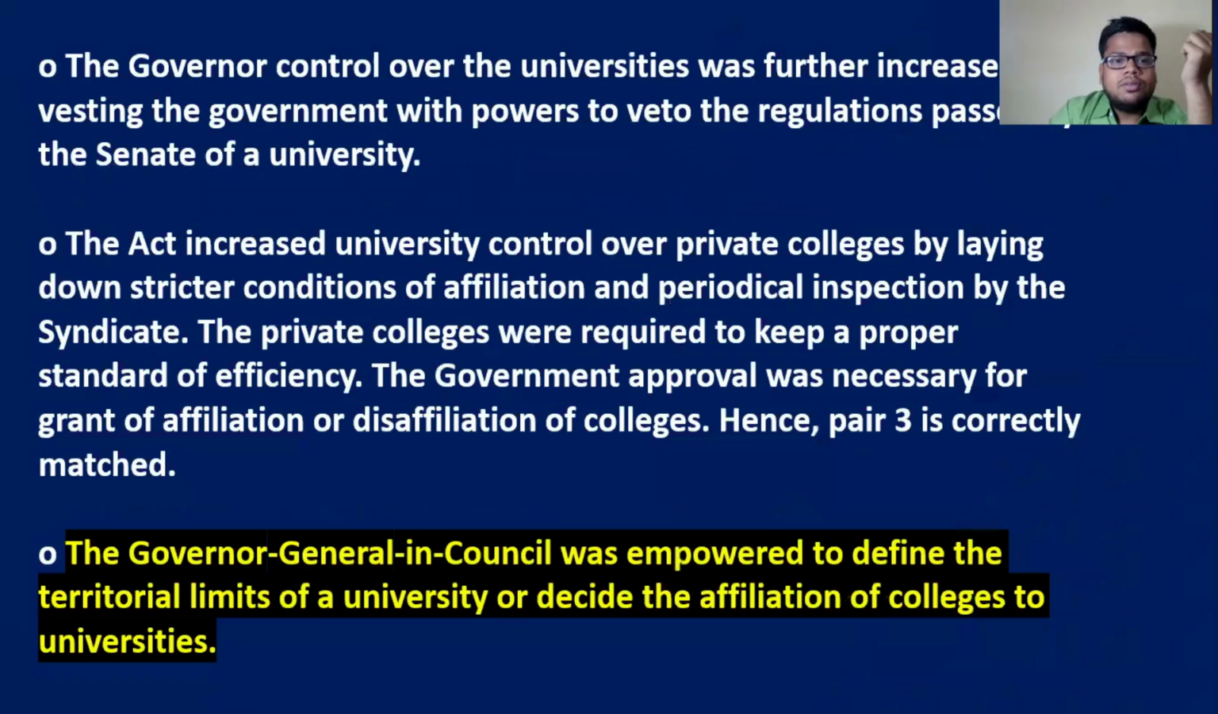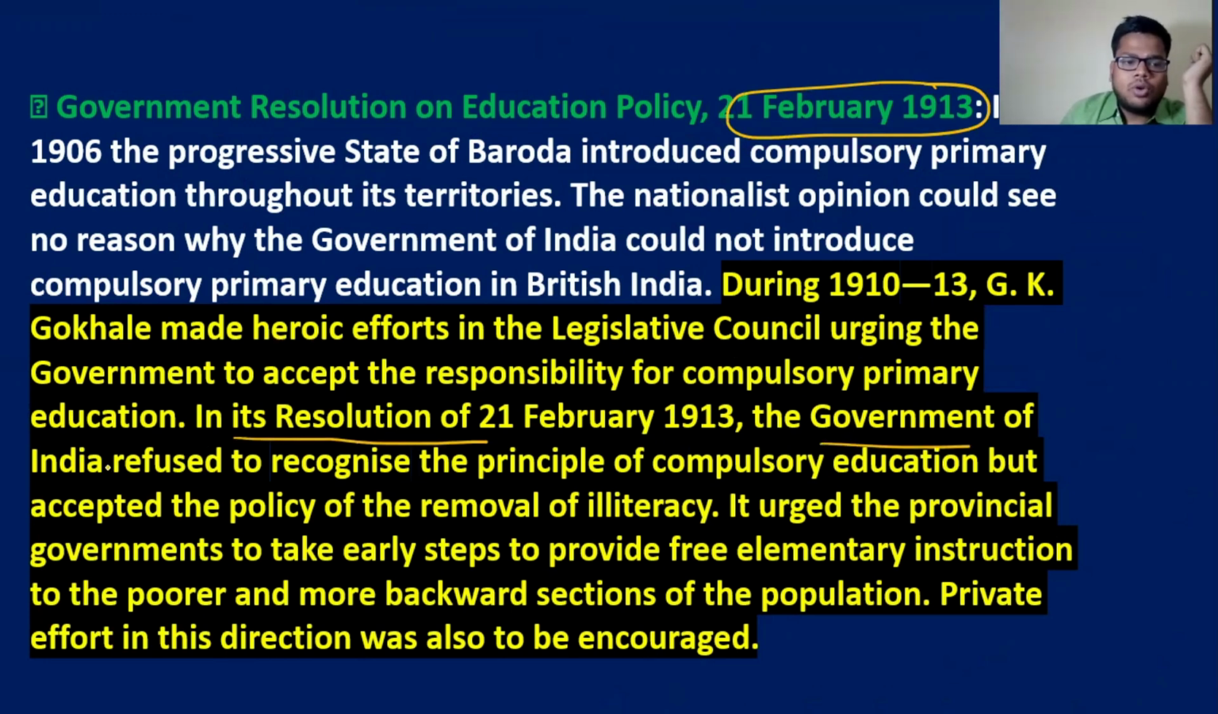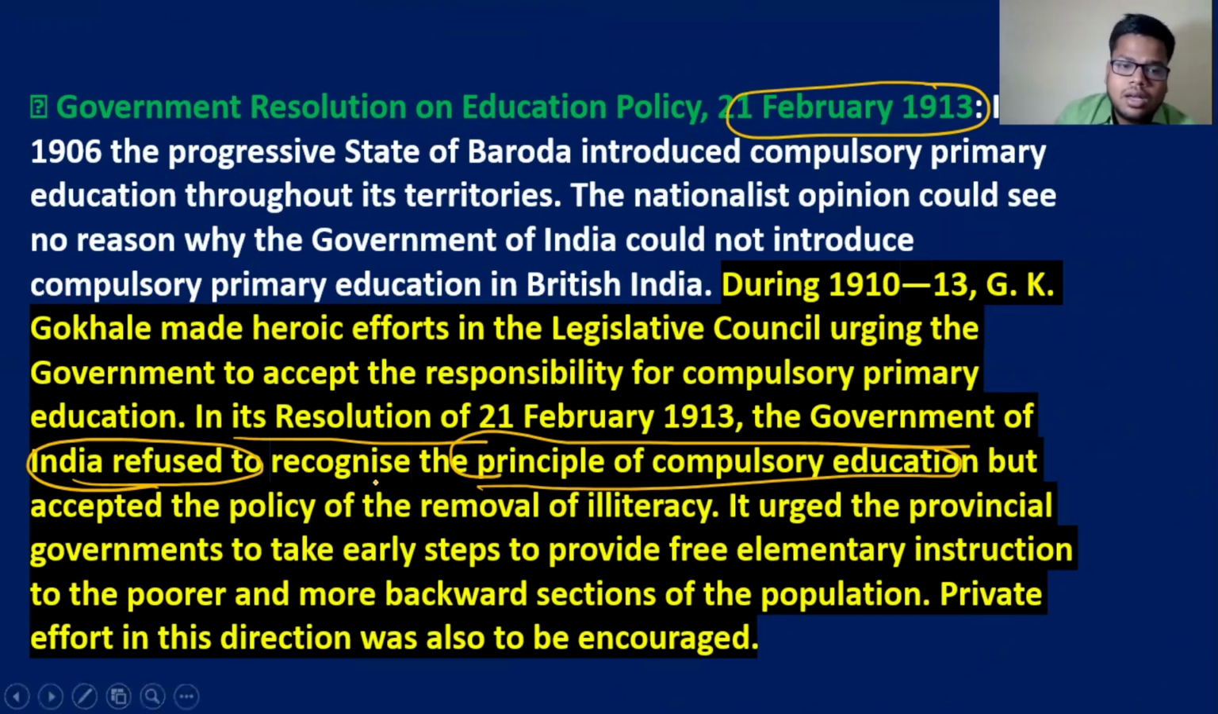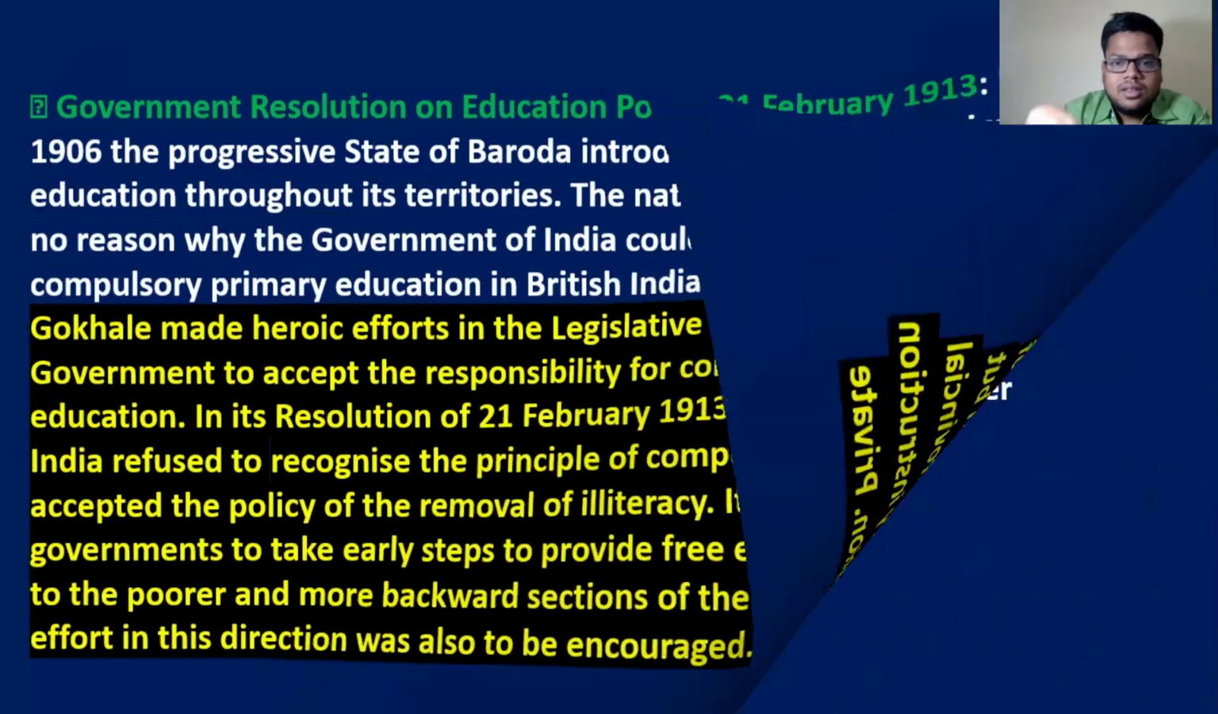Then you have the provisions of Curzon, we know the story of the Universities Act and the increased control, with Bengal being the epicenter of the revolution or the protest, and secondly, the reactionary policies of the Governor General. Then the government resolution of 1913: in this resolution, the Government of India refused to recognize the principle of compulsory education. They say it is good, but they refuse to put it as a principle, though they accepted the policy of the removal of illiteracy. It urged the provincial governments to take early steps, as well as talked about private efforts. When the government and the state cannot do it, they always say, "Acha, theek hai, leave it to the states or leave it to the private sector." Some things don't change, right?